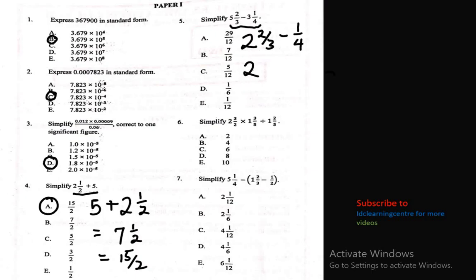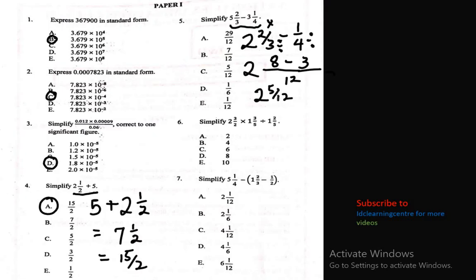Now, the LCM of 3 and 4 is 12. You divide by the denominator and multiply by the numerator. 12 divided by 3 is 4, 4 times 2 is 8. You subtract. 12 divided by 4 is 3, 3 times 1 is 3. So we have 2 whole number, 5 out of 12.